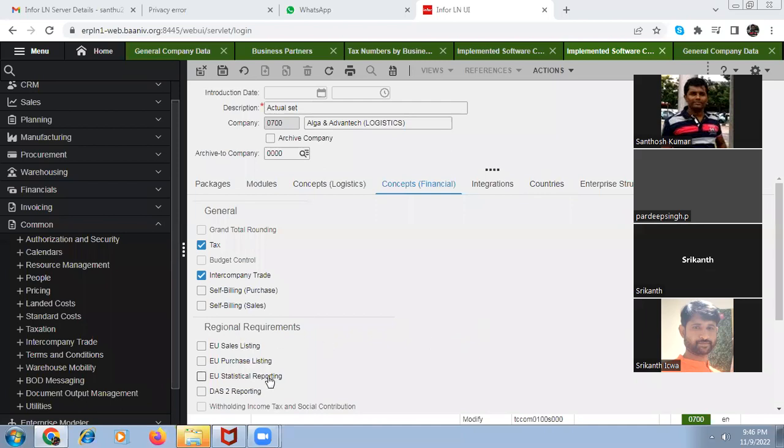So this is that listing. EU sales listing is needed, purchase listing is needed, statistical reporting is needed. That's all. If it is an EU country, definitely you go for this. Other than EU countries, nothing is needed.